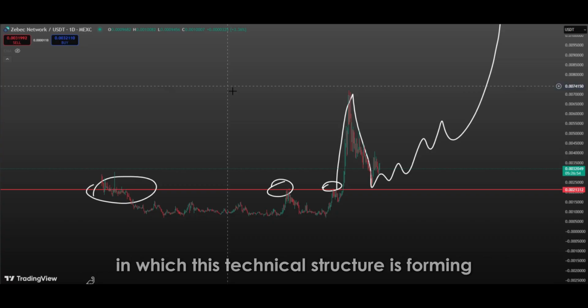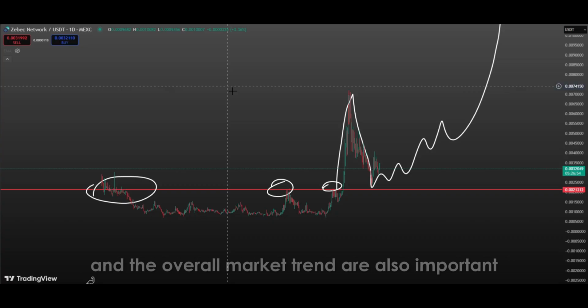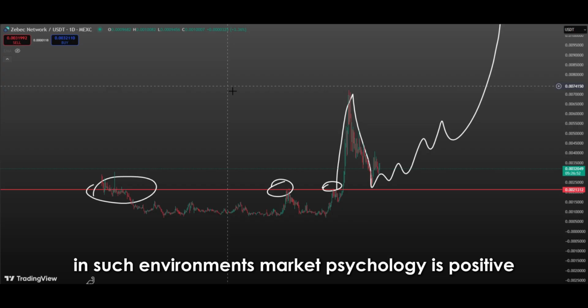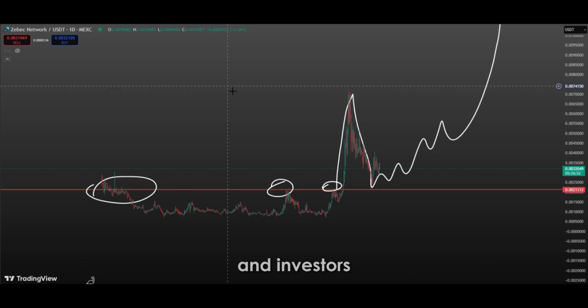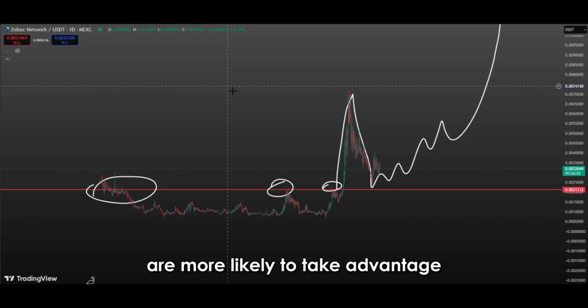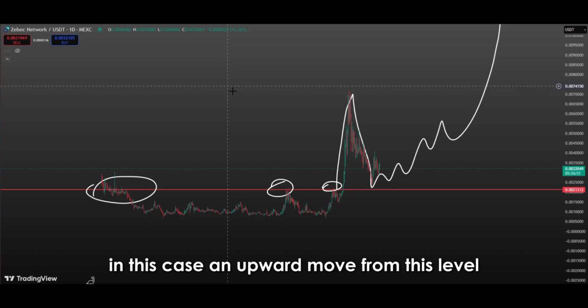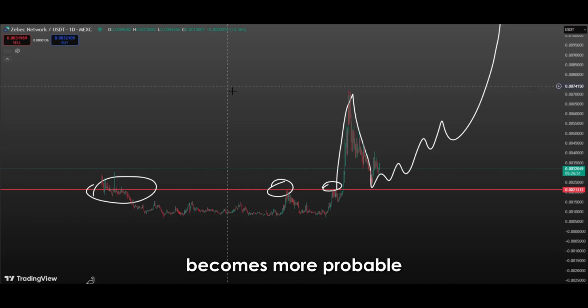The time frame in which this technical structure is forming and the overall market trend are also important. If the broader market indicates the beginning of a bull market, these breakout and retest scenarios tend to play out more effectively. In such environments, market psychology is positive and investors are more likely to take advantage of technical opportunities. In this case, an upward move from this level becomes more probable.